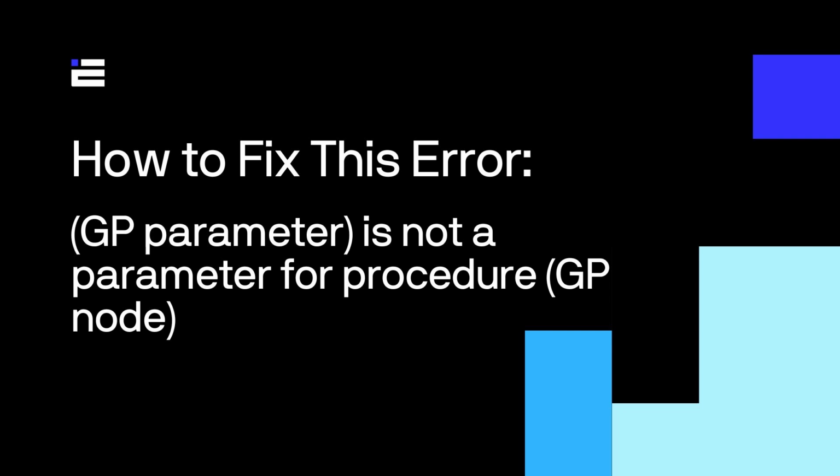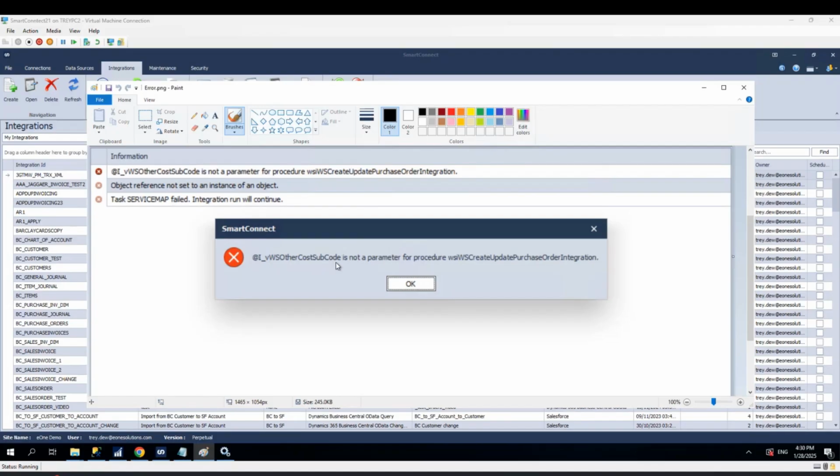Today I'll be talking about how to fix the error GP parameter, or this error right here, is not a parameter for the procedure, and then this GP node, which is like purchase order integration. So if you see this error, basically the "is not a parameter for this procedure" error, when you are running your Smart Connect integration, you can see it. This is what it will look like in the log.